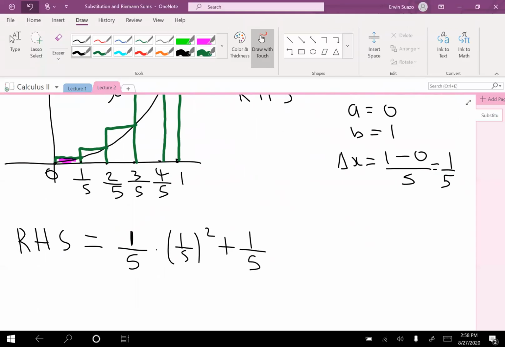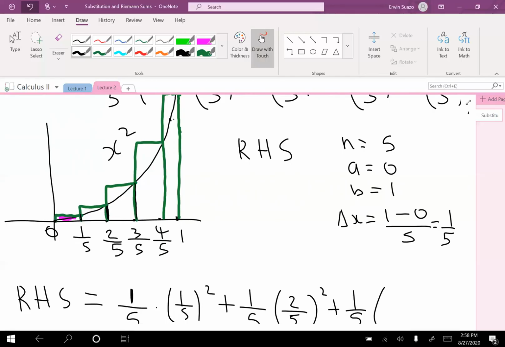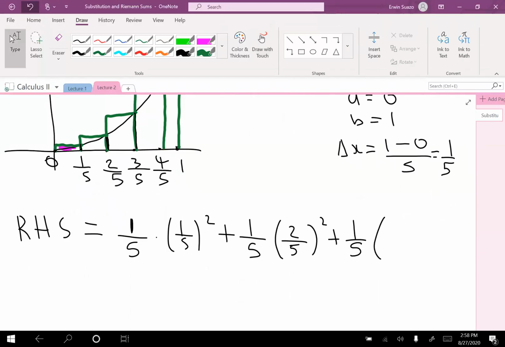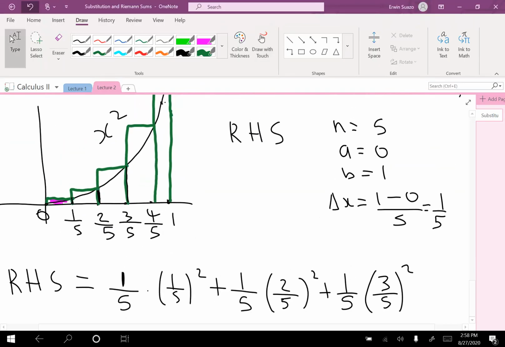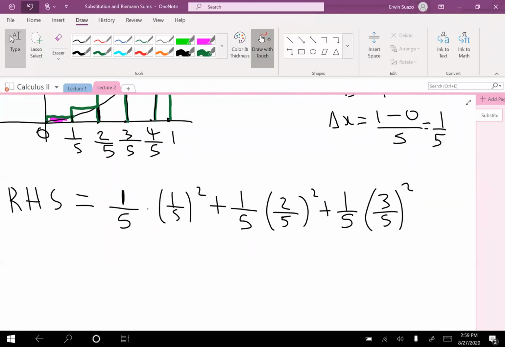The next one, base is 1/5 times what is the height of the next one? 2/5 squared, thank you. That's 1/5 times 2/5 squared, plus 1/5 times the height of this one, 3/5 squared. Then, I invite you to draw because I have seen mistakes. You know, this looks easy, but unfortunately a lot of mistakes. So the next one is plus 1/5 of 4/5 squared.